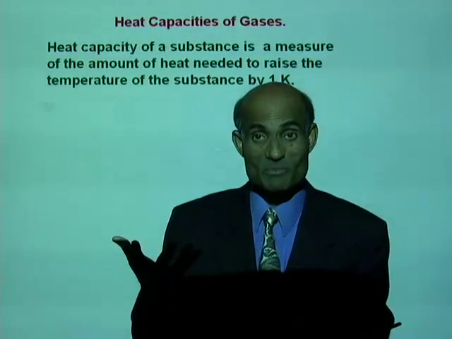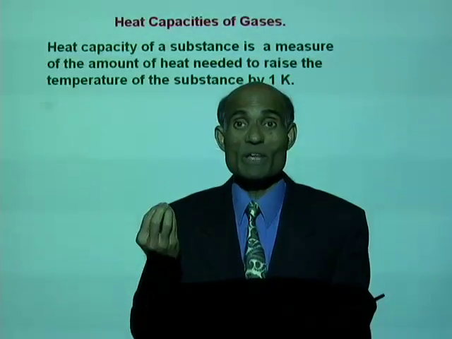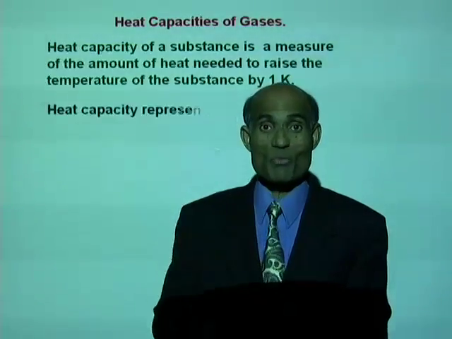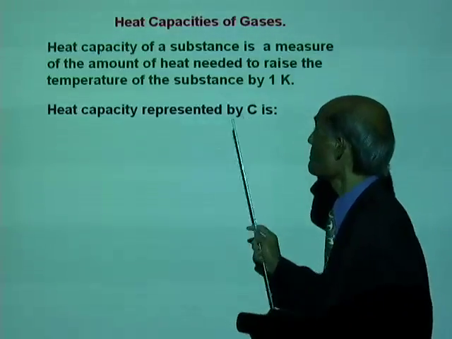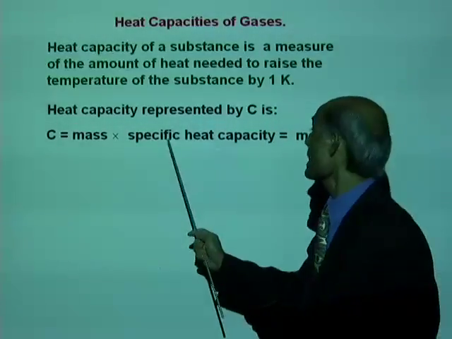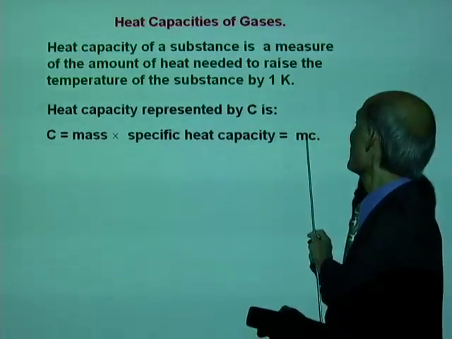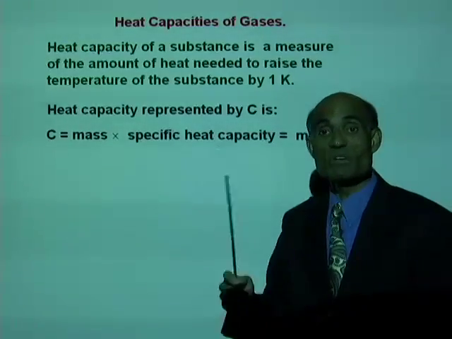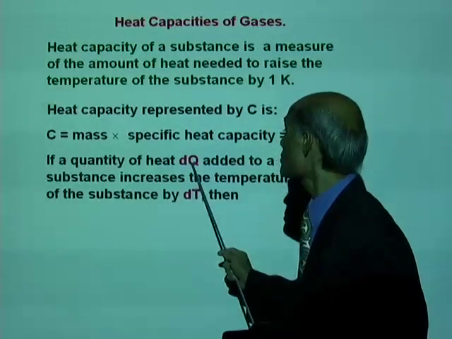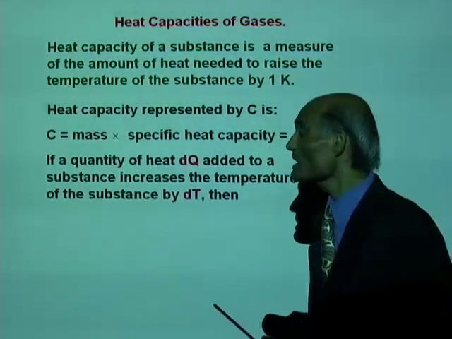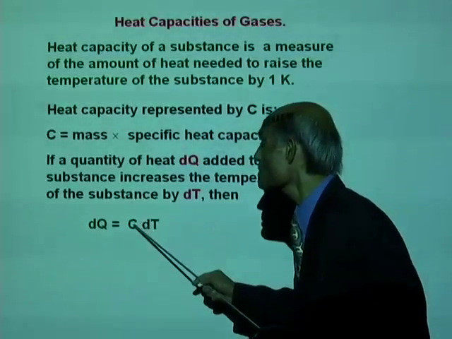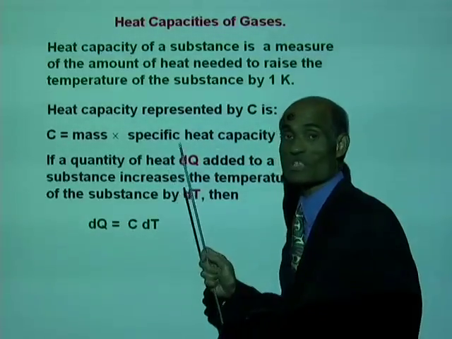Heat capacity of a substance is a measure of the amount of heat needed to raise the temperature of the substance by 1 Kelvin. And we can represent C as mass of the substance multiplied by specific heat, which is m times small c. We know that, we have used that earlier. If a quantity of heat dQ added to a substance increases the temperature by dT, then dQ equal to C dT. Do you understand that?